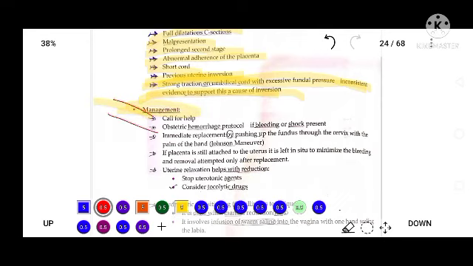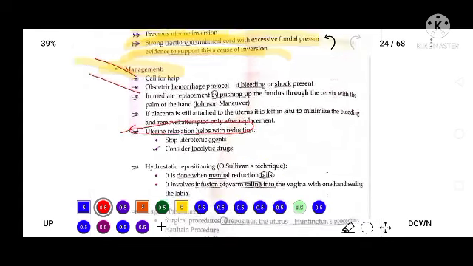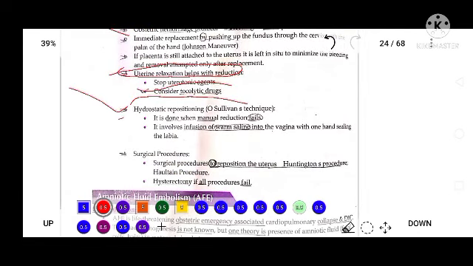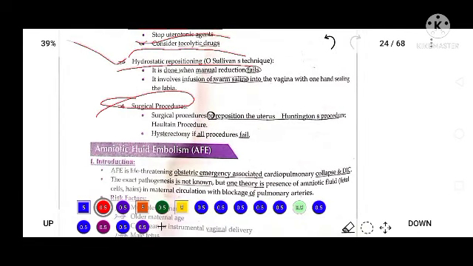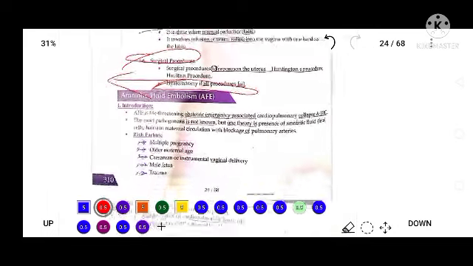The obstetric hemorrhage protocol should be followed, and relax the patient by stopping the uterotonic agent. Consider tocolytic agents, hydrostatic repositioning, and surgical procedures, with hysterectomy being the most important if needed in this condition. So in this way, this condition is managed.